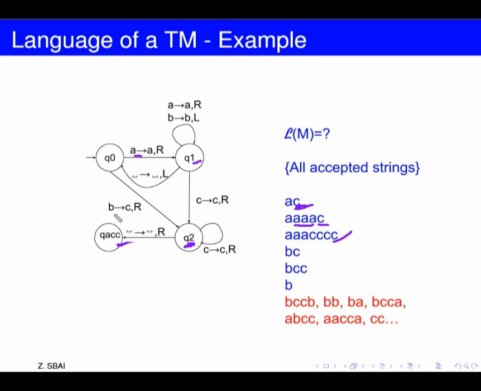But if the string starts with a symbol B, there should be one B, only one B. After that B, a blank will lead to a Q accept. Or after this B, a list of C's will also be accepted. So a string in the form B followed by 0 or more C's will be accepted.